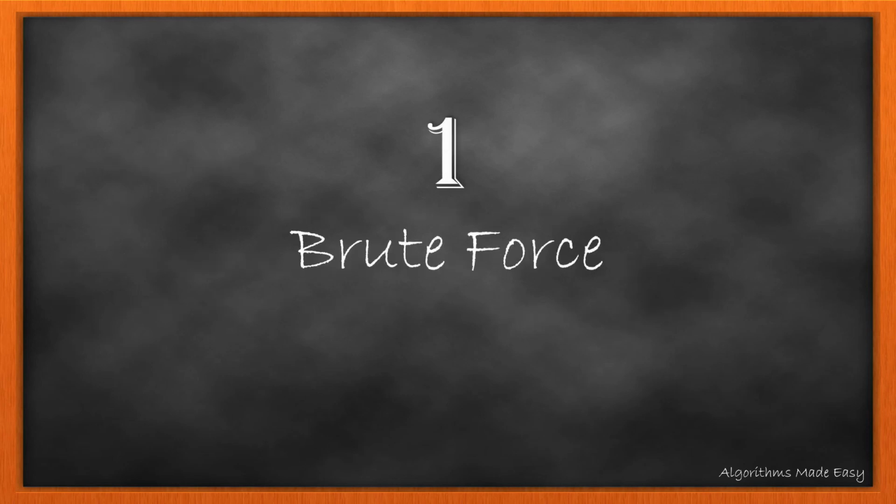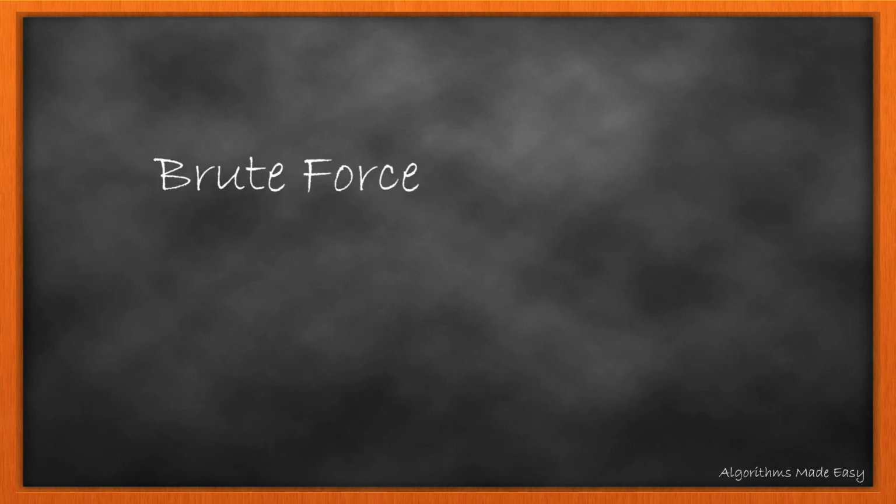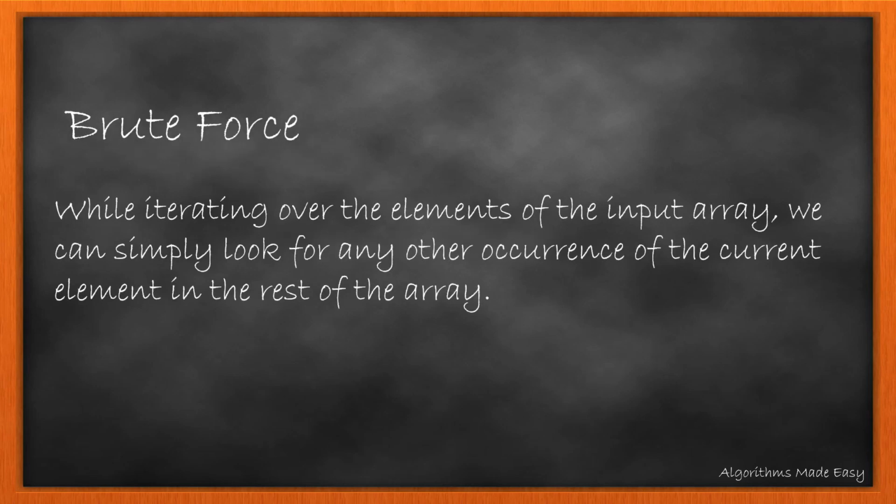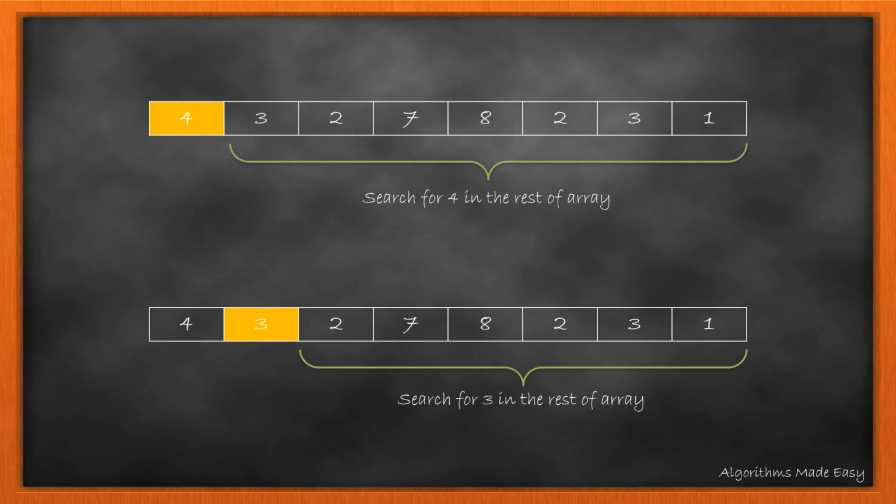The first one is the brute force approach, wherein we will just focus on finding a solution and keeping the complexity part aside. So we will be iterating over the elements of the input array and simply look for any other occurrence of the current element in the rest of the array. The comparisons will look like this. While we are at the first element, we'll compare its value with all the other values appearing after this value in this array. Similarly for the second element.